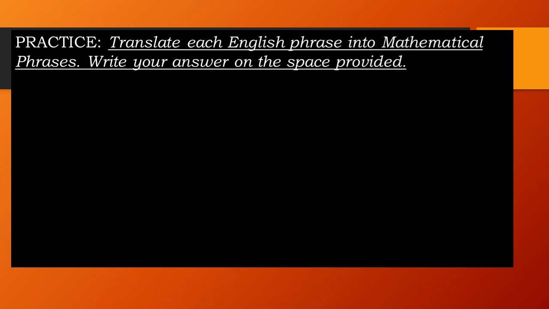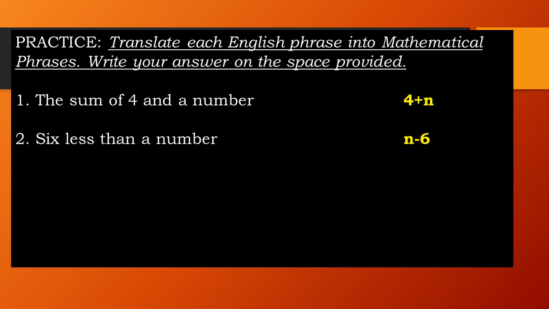So practice this one. Translate each English phrase into mathematical phrases. Write your answer in the space provided. Number 1. The sum of 4 and a number. So the operation you are going to use is plus. The first term is 4 and the second term is a number. So the answer is 4 plus n, or any variable.